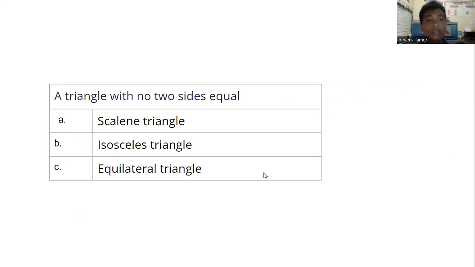A triangle with no two sides equal is called an escalene triangle.